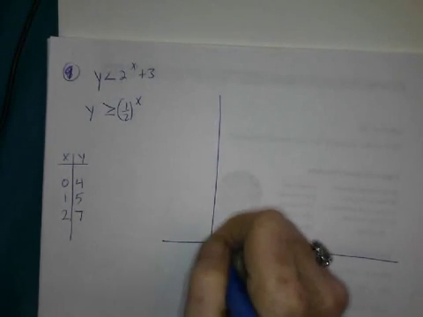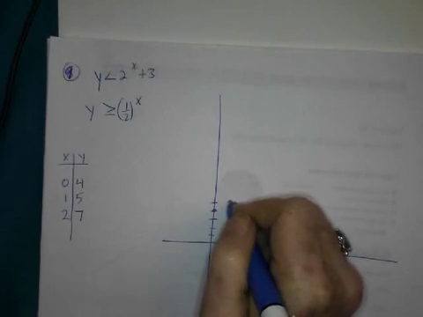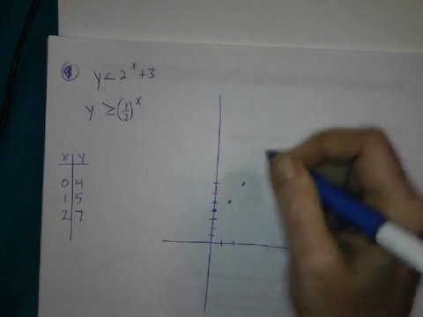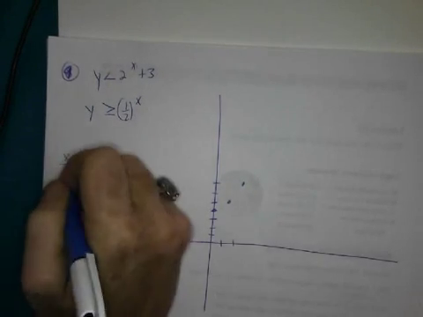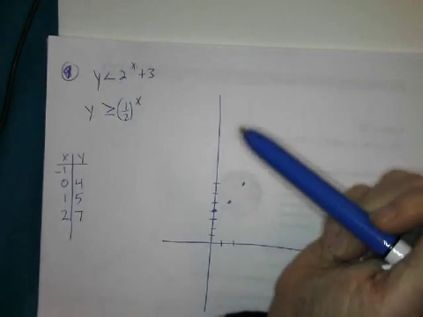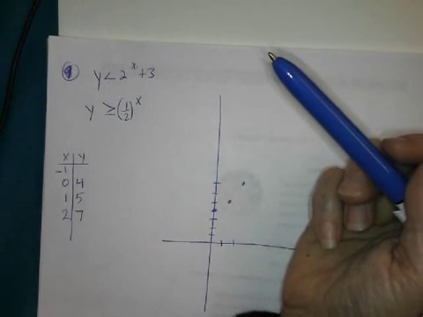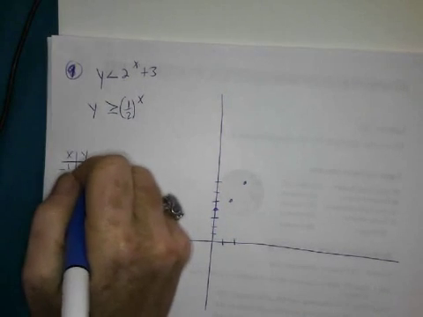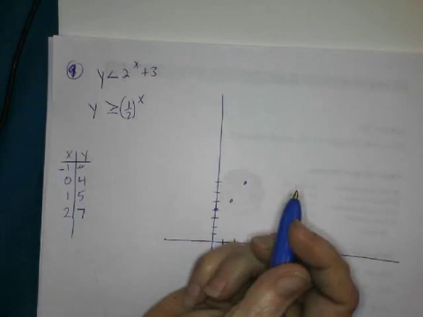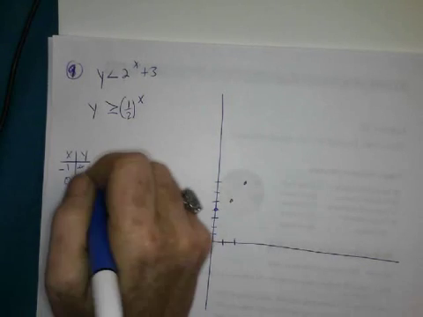So 0, 4; 1, 5; 2, 7. I'm going to fake the rest of it, okay? Well, no, maybe I'll use -1. Okay, -1. If I put 2 to the -1, that would be a half plus 3. Well, it's 3 1/2.